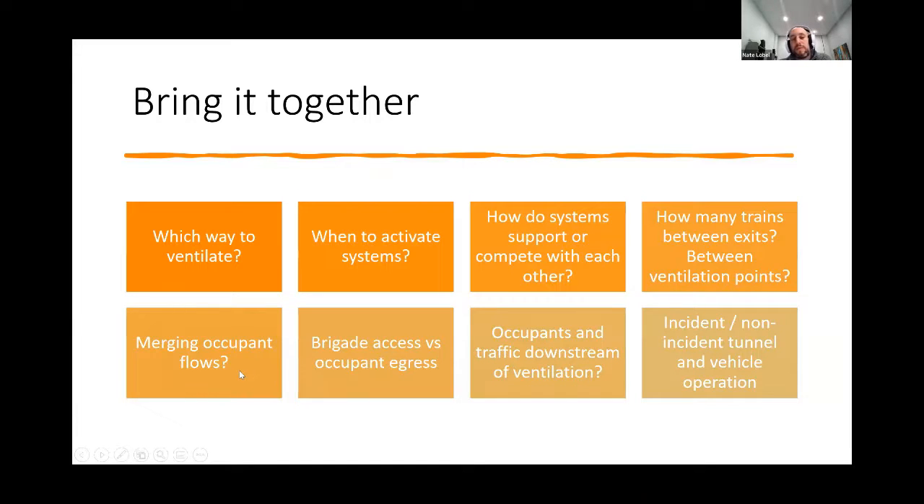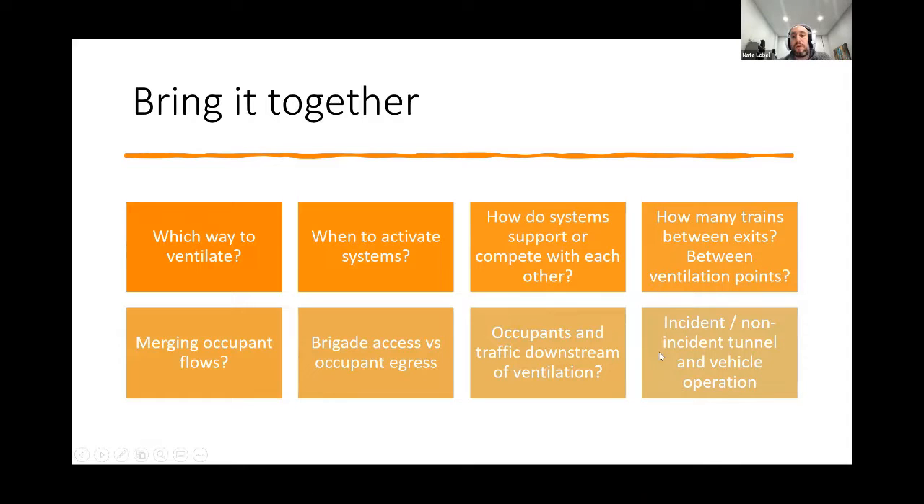Will occupant flows merge? If you are doing end train detrainment and you have people evacuating out of each end of the train and they go through cross passages, are they both going the same direction to a station, or different directions? Are they going to interfere with each other? How does the brigade access that area while occupants are evacuating? For these tunnel fires, we're not evacuating in 5 minutes, it's 30 or 40 minutes, and access for the fire brigade is quite delayed in terms of getting to the fire.